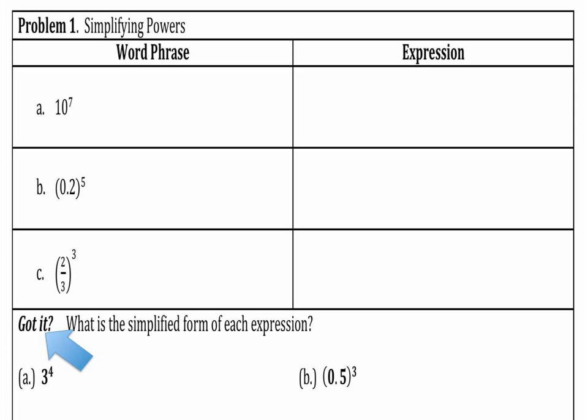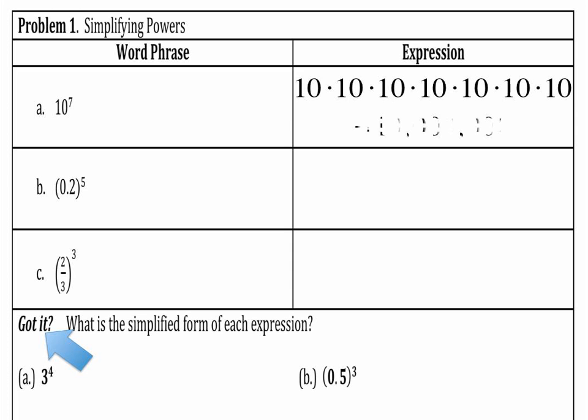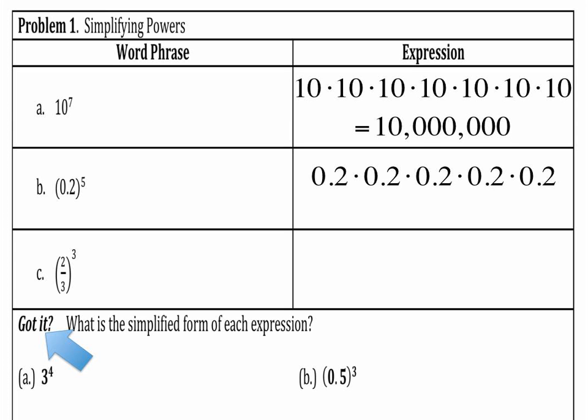All right. To simplify a power, you replace it with its simplest name. So, for example, if I was going to simplify 10 to the 7th, well, that means 10 times 10 times 10 times 10 times 10, 7 times. And if I simplify that, well, 10 times 10 times 10 times 10 times 10 on my calculator would give me 10 million. All right. If I look at number B, I have 0.2 to the 5th. Well, that means 0.2 times 0.2 times 0.2 times 0.2 times 0.2. And if I have my handy-dandy calculator, hopefully you do, ready to go, you'd find out that that is 0.00032.